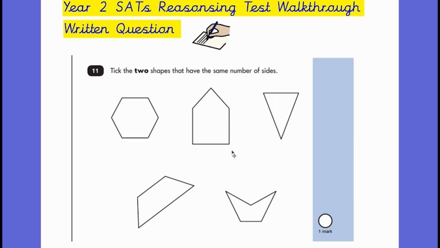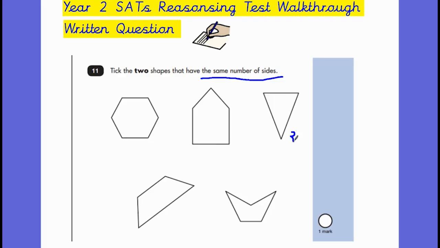Tick the two shapes that have the same number of sides. So in year 2, children need to be able to identify 2D shapes and name them based on the amount of sides that they have. So we're looking for two shapes that have the same number of sides.